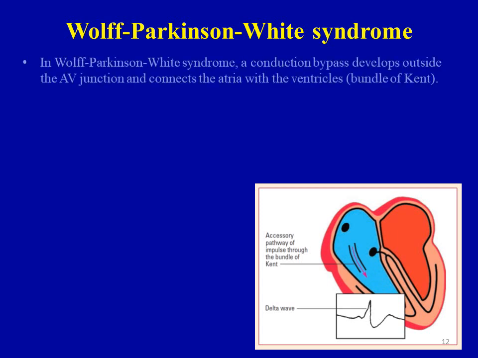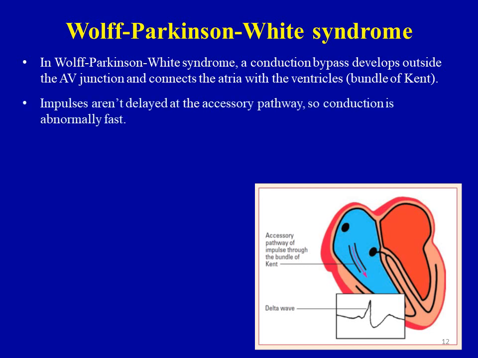So what happens in Wolff-Parkinson-White syndrome, or WPW syndrome? A conduction bypass develops outside the AV junction and connects the atria with the ventricles. We call this accessory pathway, in this example, the bundle of Kent. The conduction bypass or this pathway could be present between the right atrium and ventricle or the left atrium and ventricle, so we have different conditions.